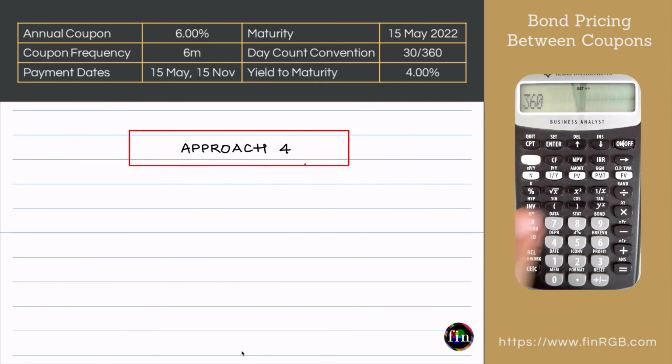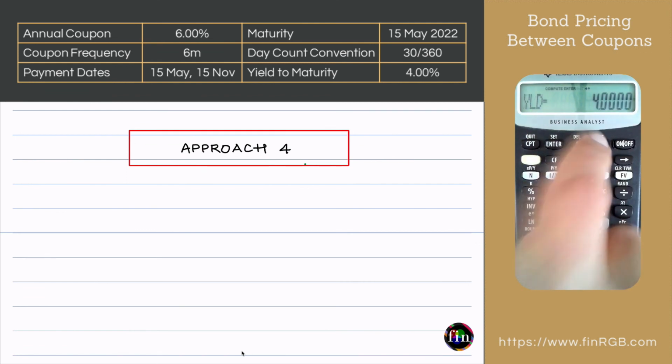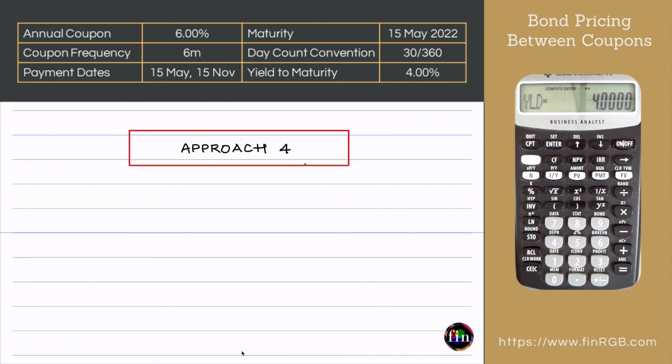And then next, confirm your day count convention. It is 360. Next, confirm the number of coupons in every year. So it's 2 coupons every year. And then next, enter your yield, which is 4%. And then next, calculate the price. So when you reach this entry, just press compute and it will tell you the price.